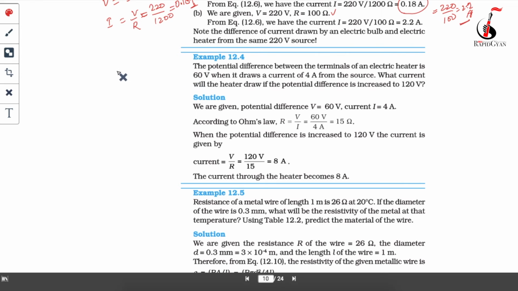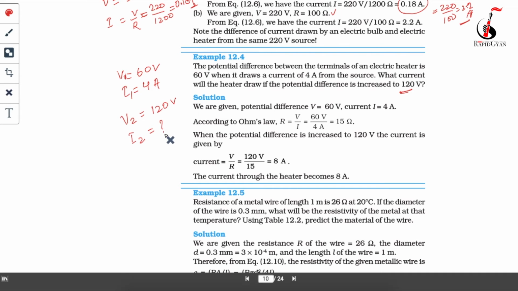Okay, so the potential difference is given, which is 60 volt, when it draws a current of 4 ampere from the source. So at this time the current is 4 ampere. What current will the heater draw if the potential difference is increased to 120 volt? Now the new one, I will just say V1, and this one will be I1. So now V2 is 120 volt, and you will have to find I2.